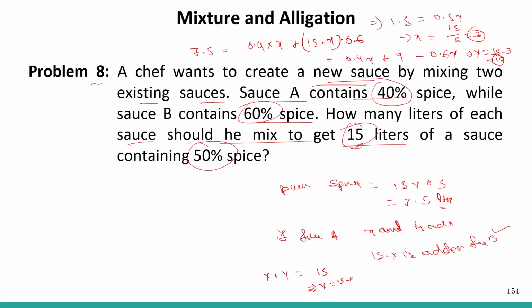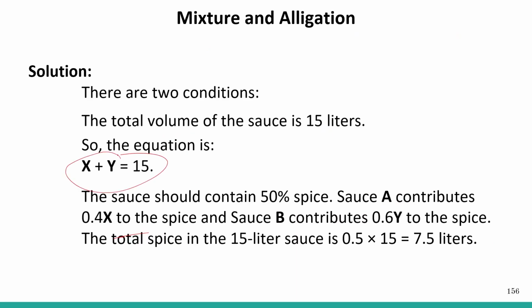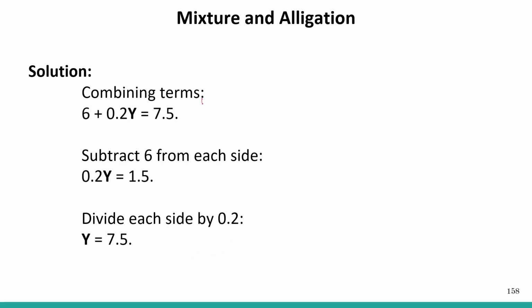So let's go forward and see. Let's assume that the chef mixes x liters of sauce A and y liters of sauce B. So their total must be 15. The sauce should contain 50% spice. This contributes to a pure spice of 7.5 liters in the sauce. So this equation must be solved. To solve these equations, x plus y is equal to 15. Express x as 15 minus y, because their mixture must be equal to 15 liters. 0.4 into (15 minus y) plus 0.6y is equal to 7.5. Expanding this and combining terms, we get 6 plus 0.2y is equal to 7.5.